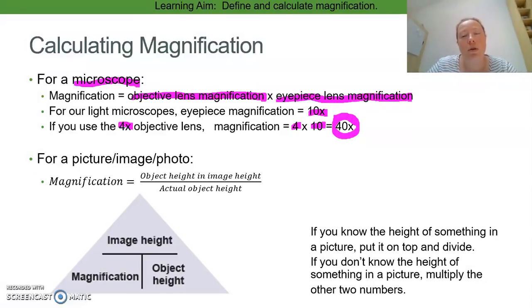The microscopes we've got have got a 4 times objective, a 10 times objective, and a 40 times objective. So we can make things look 40 times bigger, 100 times bigger, or 400 times bigger.